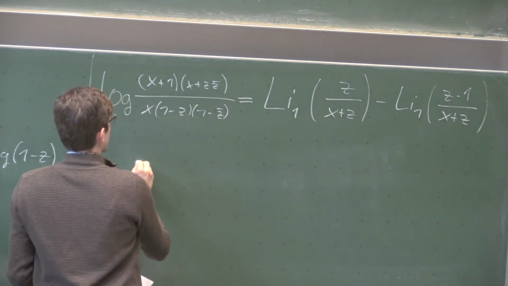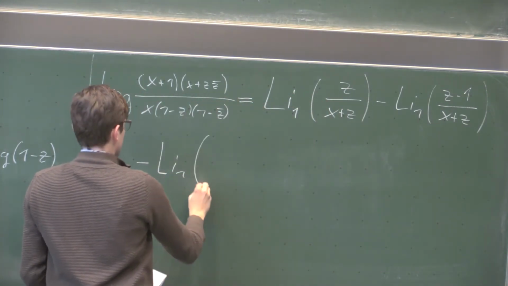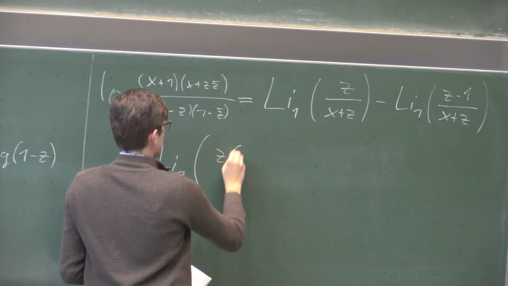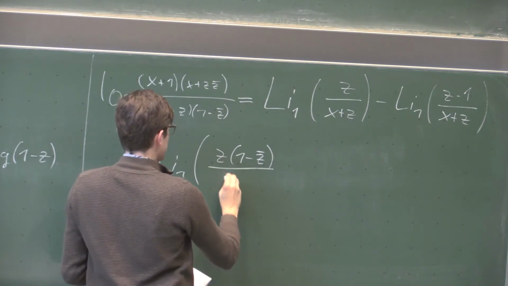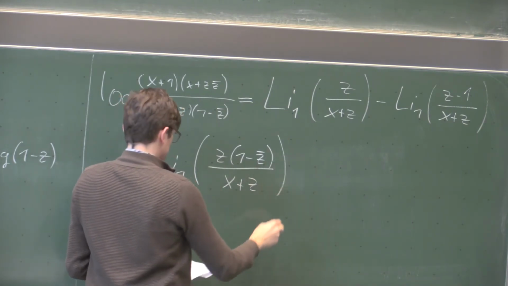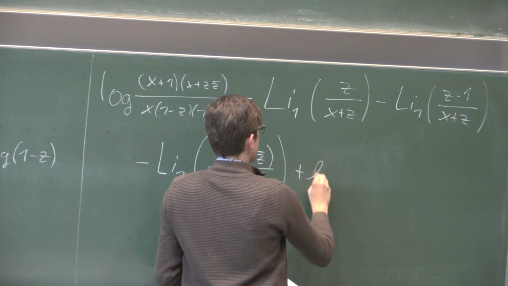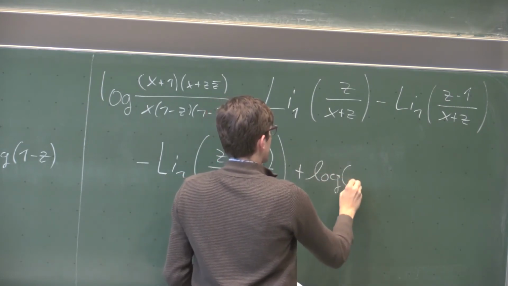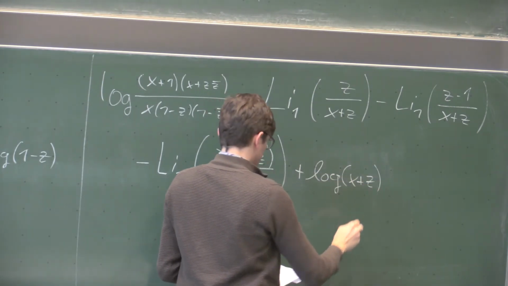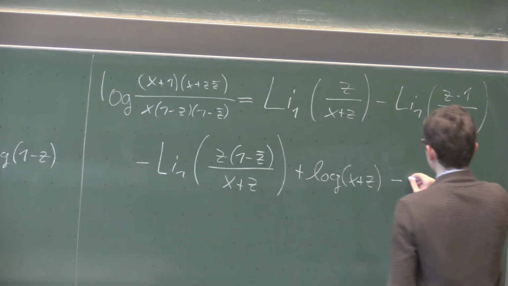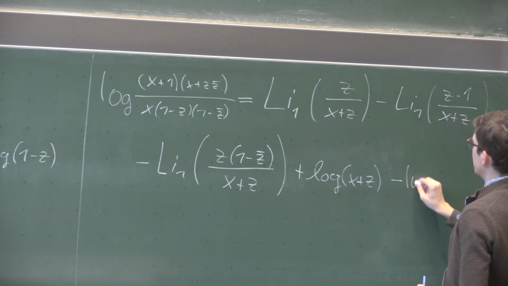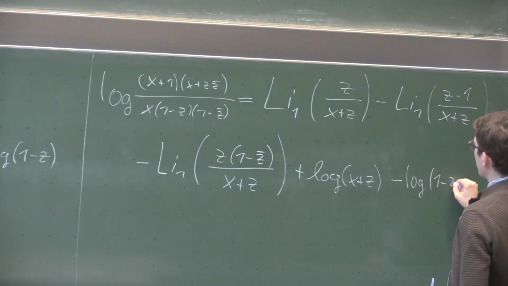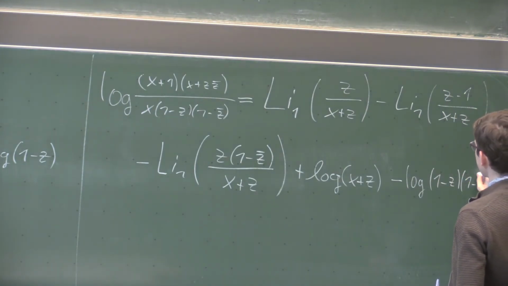And I have another Li1 where I have z times 1 minus z bar over x plus z. And then I have two more terms. One is just the logarithm of x plus z. And then I have a constant term, which is just the thing from the denominator here. Log of 1 minus z, 1 minus z bar.